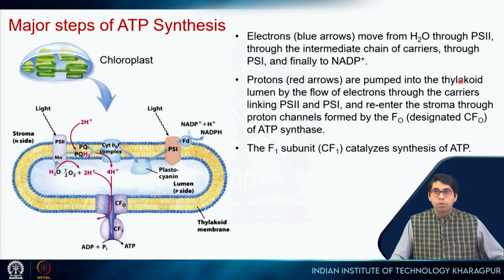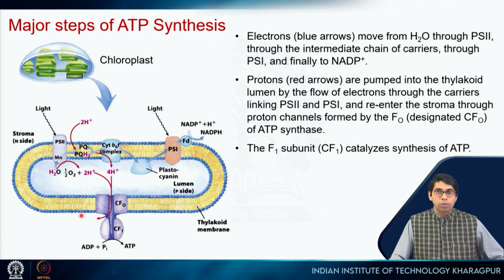So, protons are pumped into the thylakoid lumen by the flow of electrons through the carriers linking photosystem 2 and photosystem 1. So, this is photosystem 2, this is photosystem 1, and in between there is this cytochrome B6F. So, electron flows through this, and while this happens, protons are pumped into the lumen of the thylakoid. So there is a proton gradient here. Now these protons will spontaneously pass out, and when that happens, that energy is used to synthesize ATP.